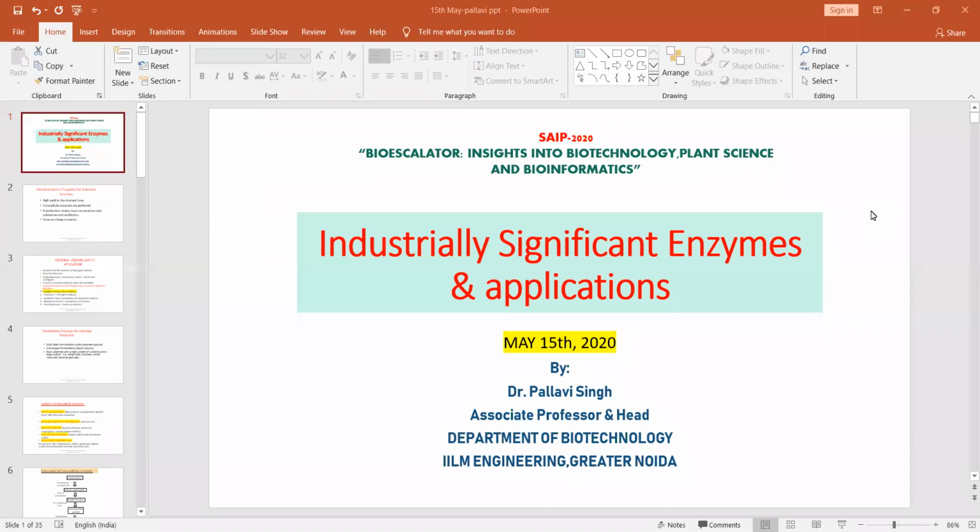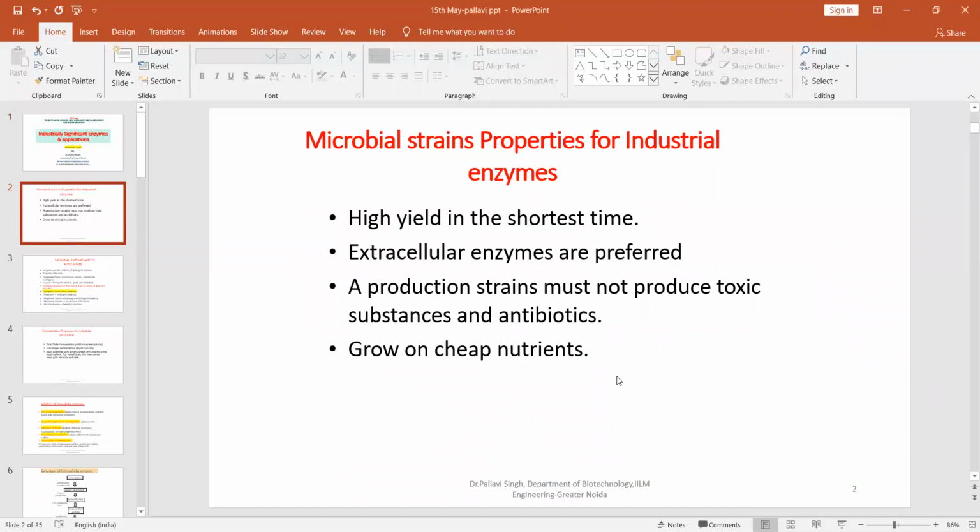So moving ahead, once your basics are built up, we will see what the different kinds of industrial enzymes are and how they are applied. So this topic of today is dedicated to the significance of all these enzymes. The basic thing is that you are using a microbe to produce the enzymes. So you have to see these properties before selecting the microbial strains.